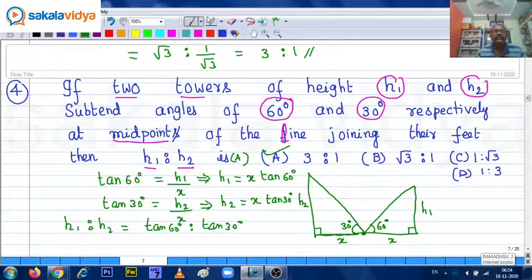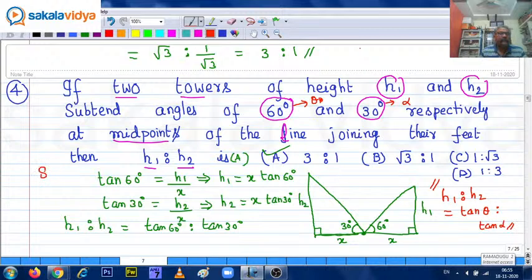These type of questions, directly we can say, for example, this is theta, and this is alpha. Then you can remember this shortcut: h1 is to h2 is equal to tan theta is to tan alpha. This trick you can remember. Without doing all these manipulations, directly we can write the answer with the help of this: tan theta is to tan alpha.